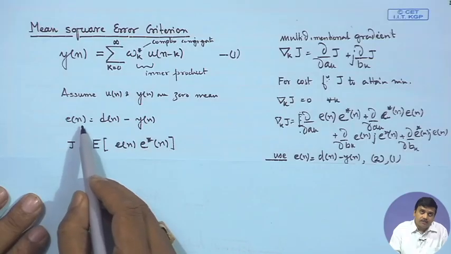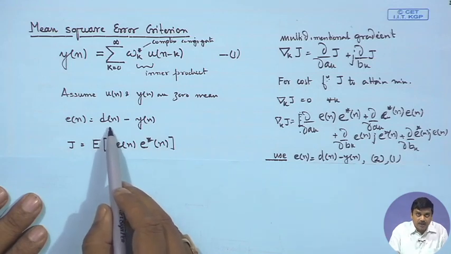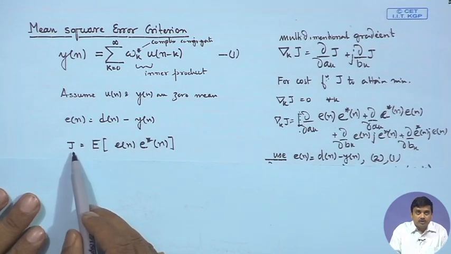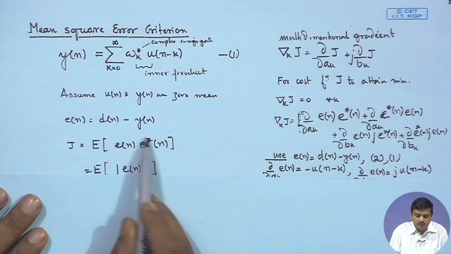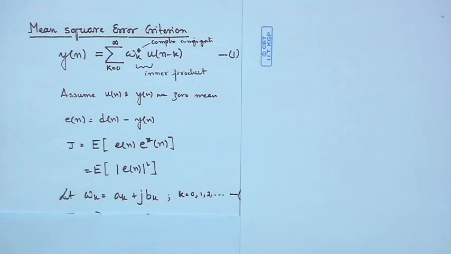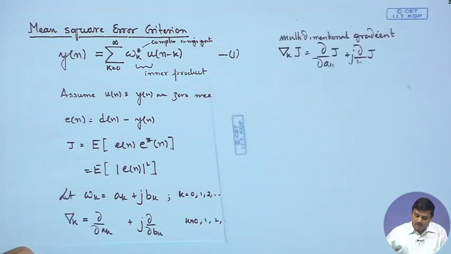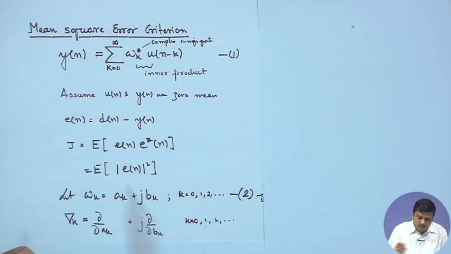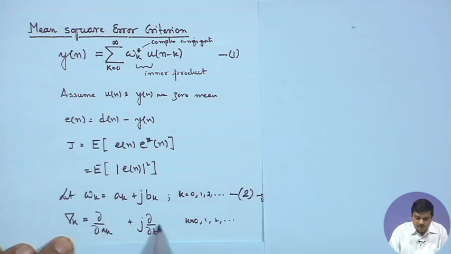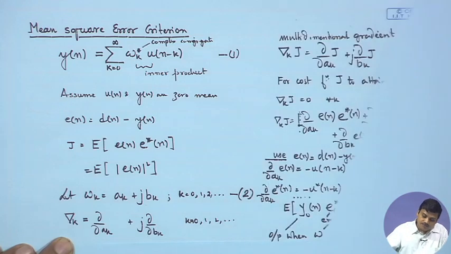So, the error is d, which is the desired, minus the output of the filter, and we use the cost function which is the expected value of the error squared. Which is written over here. We consider in general the weights or the filter taps to be complex, that is a_k plus j b_k, and in that case the del operator would have this expression which is again from calculus.